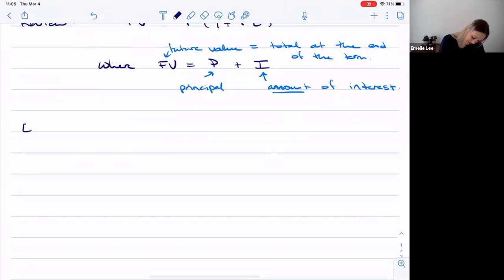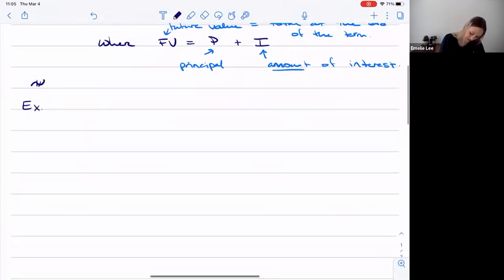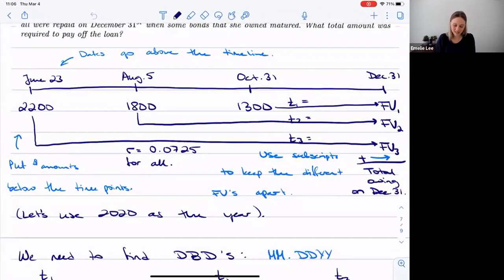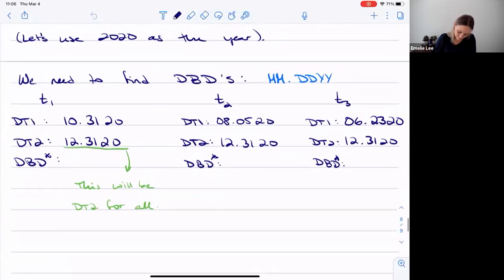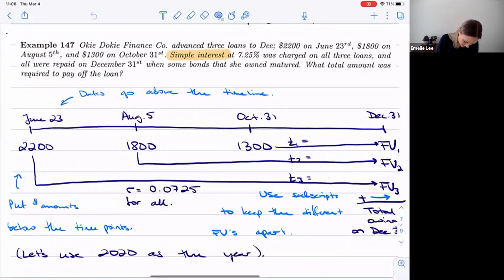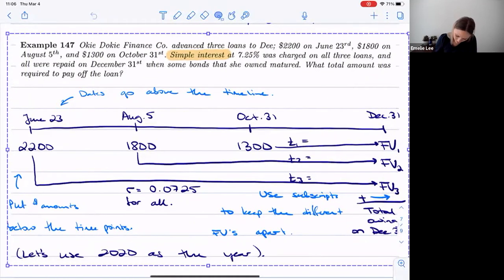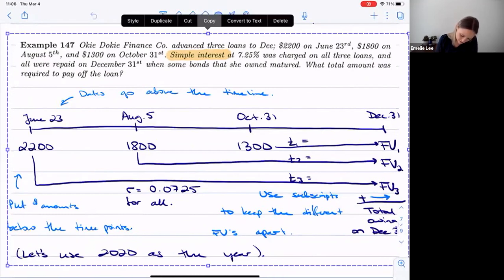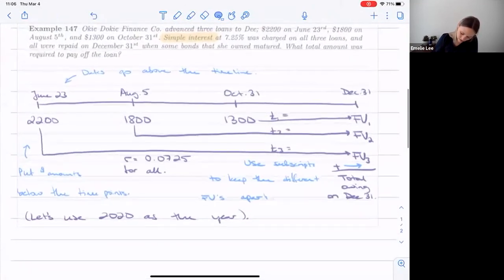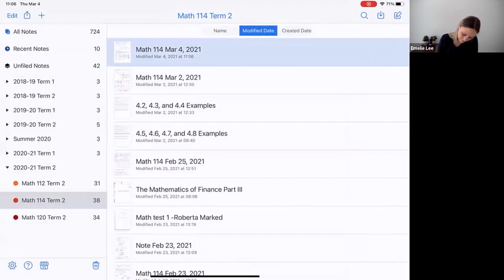We didn't finish, so I'll end the review here. Example 147 continued. Because we'll do more where we have to draw a timeline, let's just remember what we did here. I'm going to grab all of this from last day and bring it in. So paste image, otherwise it'll go all wonky.